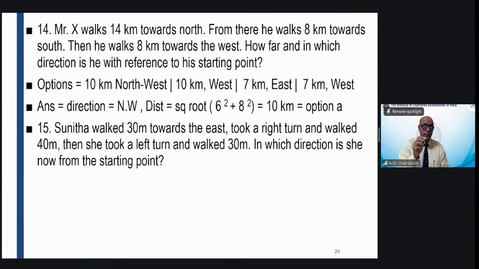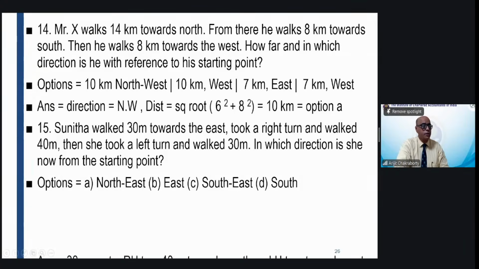Then she takes a left turn and walks 30 meter. South में जाने के बाद left turn यानी again पूरब 30 meters. In which direction is she now from the starting point? She seems to be in the eastern direction.